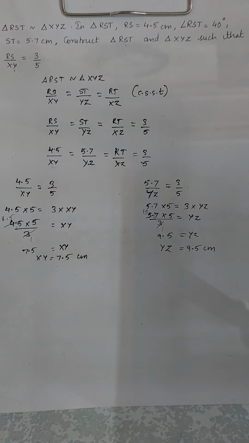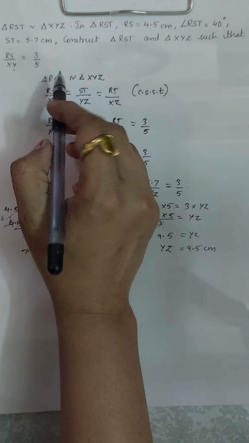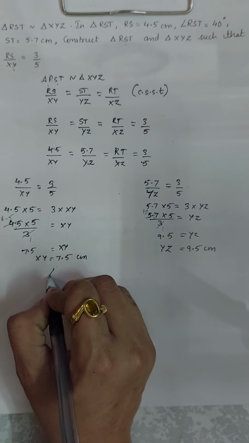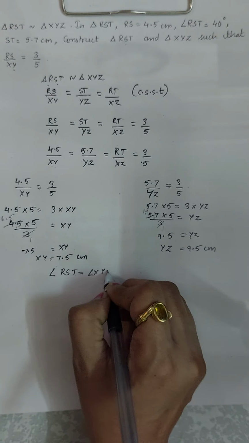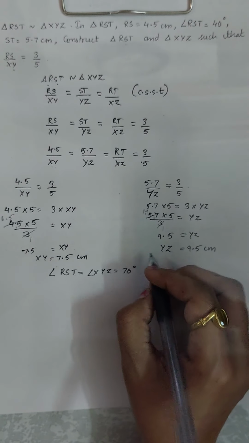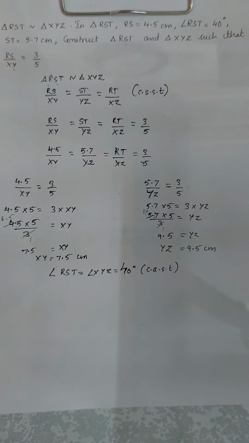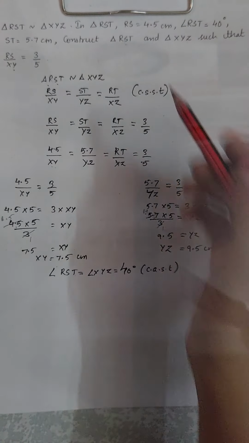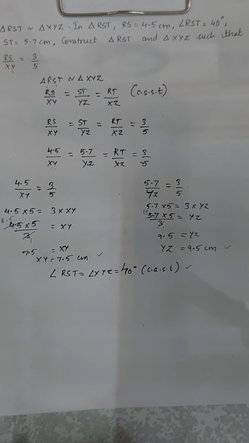Okay. Also, since the triangles are similar, we can also say that angle RST is going to be equal to angle XYZ. Angle RST is going to be equal to angle XYZ, and that is going to be equal to 40 degrees, and the reason is going to be CAST. So now, like we have measurements of this, we also have measurements for triangle XYZ. We have these three things. We have XY, we have YZ, and we have angle RST. Okay, so let us see how are we going to draw now.